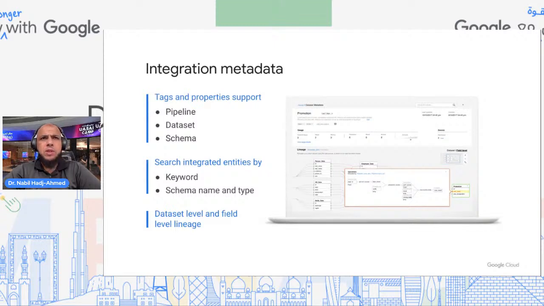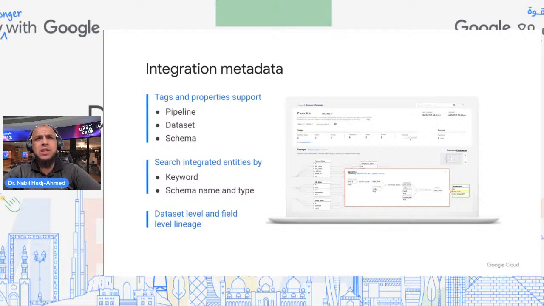Another important capability of Data Fusion is metadata. Managing metadata is super important, specifically for data engineers, and they always need a tool to manage it. Metadata is super useful. You can add various tags and properties to your pipeline datasets. It also provides a way to search for data assets, and it keeps track of dataset-level and field-level lineage.